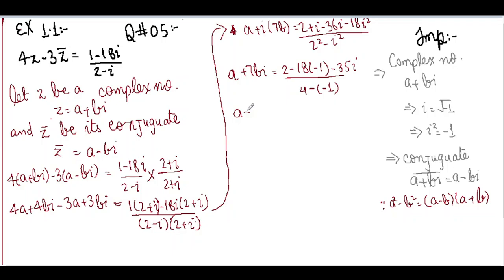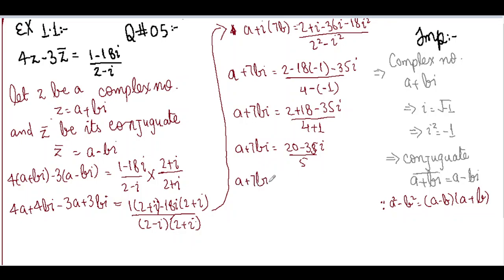So the next step is a plus 7b iota equals 2 plus 18 minus 35 iota whole divided by 4 plus 1. It becomes a plus 7b iota equals 20 minus 35 iota whole divided by 5. A plus 7b iota equals, now we are going to divide 5 with both these terms, so we get 5 4s are 20 minus 5 7s are 35 iota.